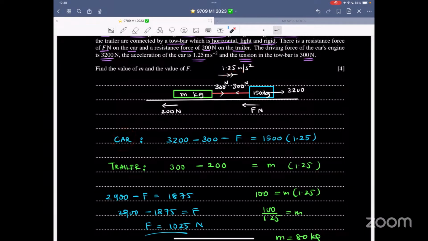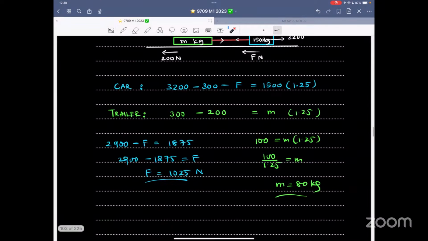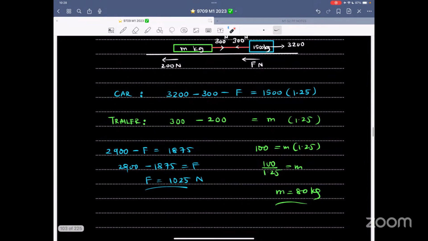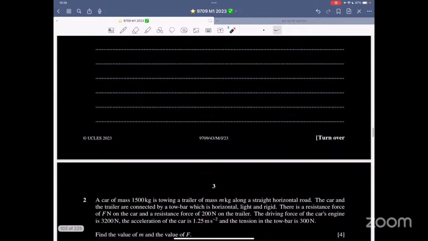Make an equation for the car. Forward force minus tension minus resistive force is mass into acceleration. For the trailer, forward force minus resistive force is mass into acceleration. And then add both of them. Actually, you don't need to, because there is one unknown in each, so you don't need to make a single equation. From the blue equation, find F. From the green equation, find M. A small, beautiful, elegant question.